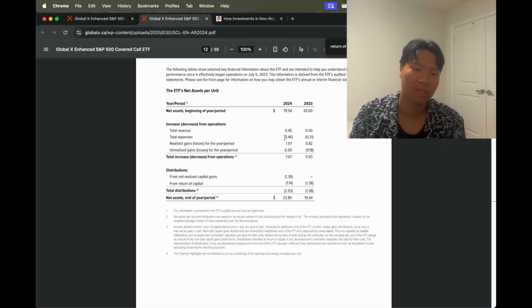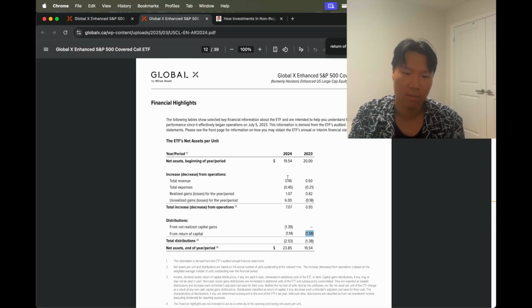So as you can see, in 2024, they paid out $2.53 for each share. And out of this 253, 114 was ROC and 139 was capital gains. So you need to pay some capital gains here. But if you look at 2023, all of the 138 that was paid out was ROC. And so there was no tax that you needed to pay for that year.